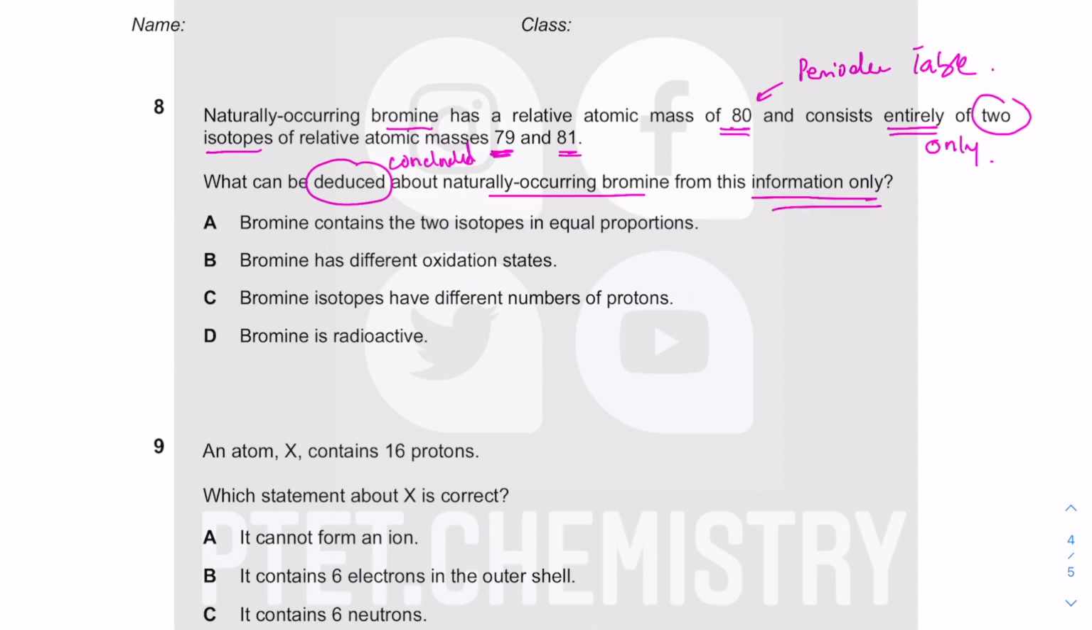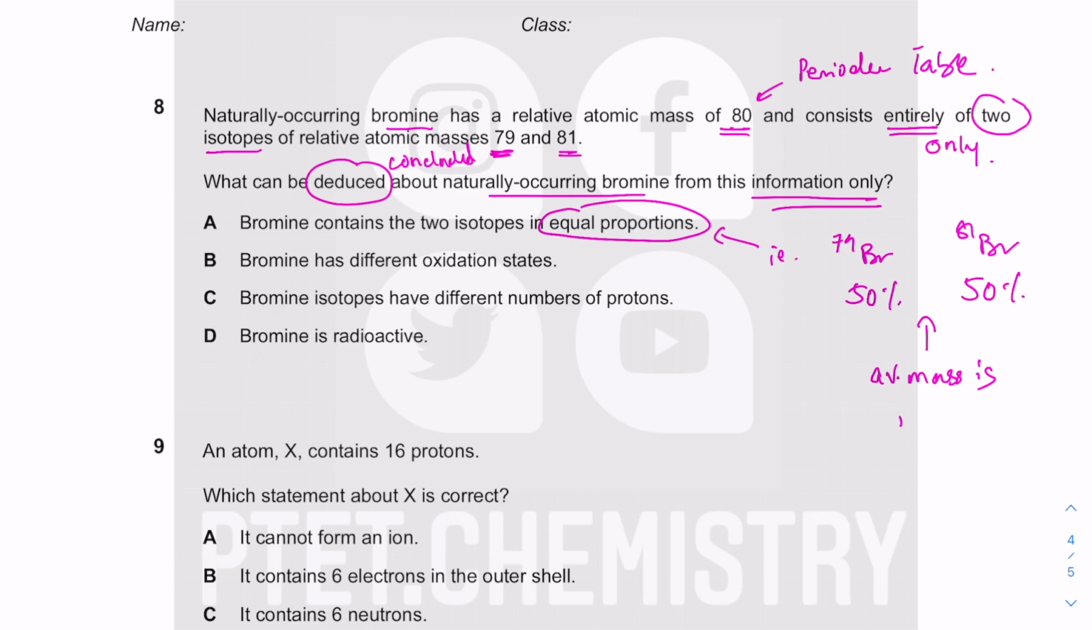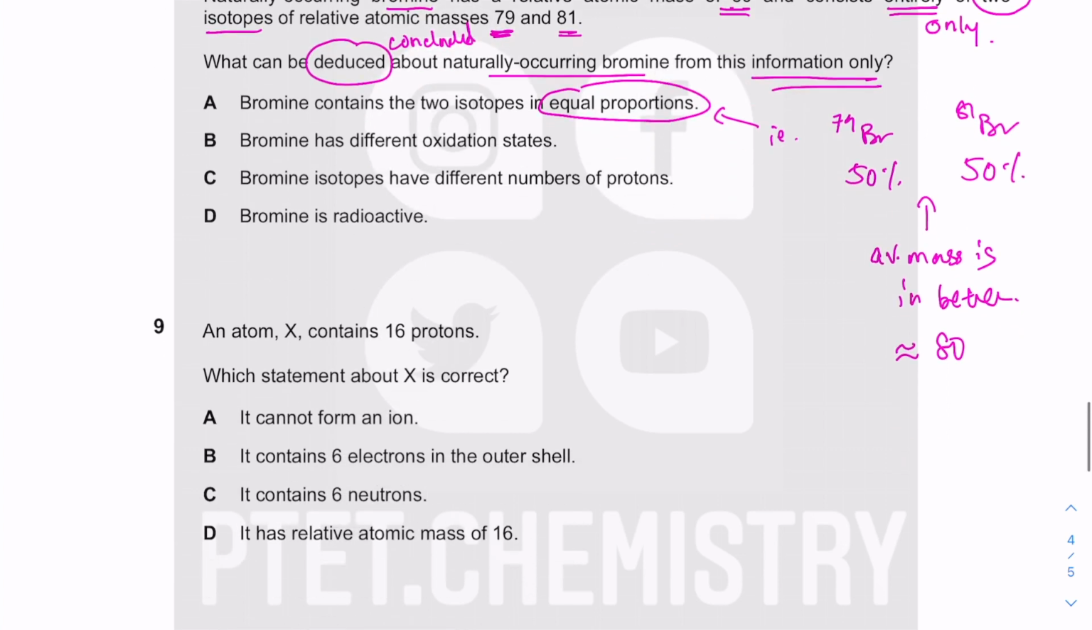Bromine contains the two isotopes in equal proportion, i.e. 79 bromine and 81 bromine. Equal proportion means 50%, 50%. If you have 50% of this and 50% of this, then your average mass is in between, which is going to be 80, and that makes sense. I can show it by calculation, but in fact I don't need to.